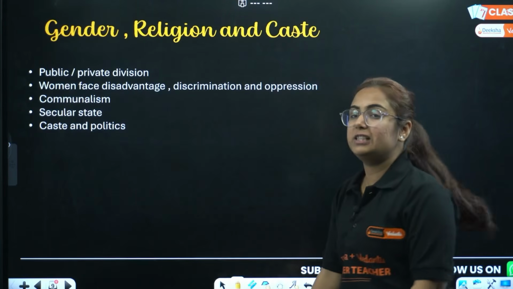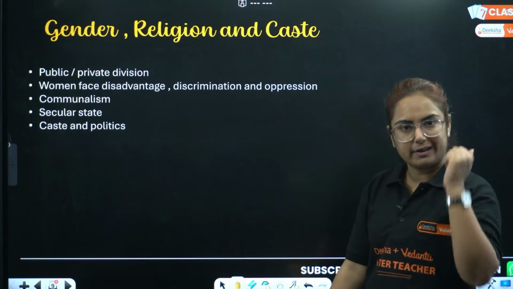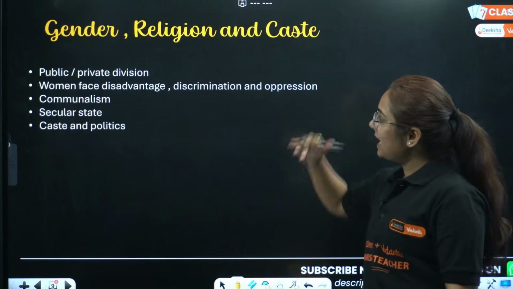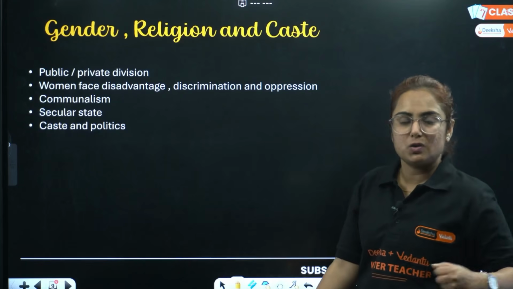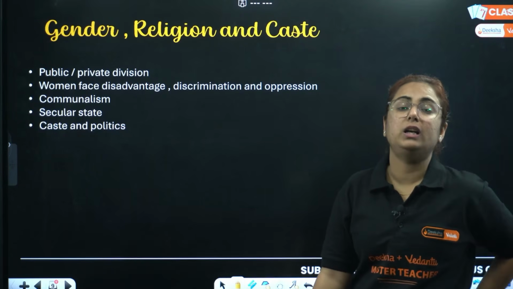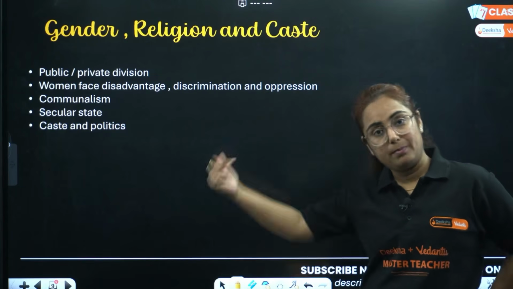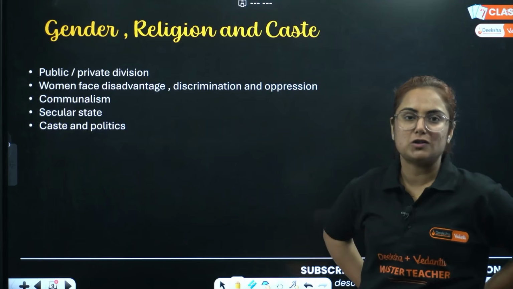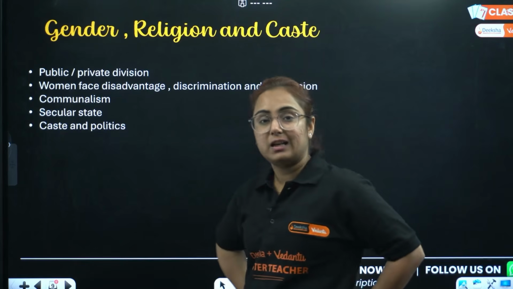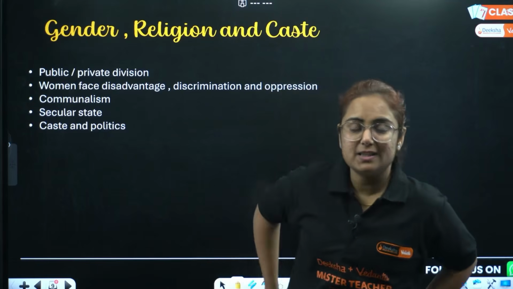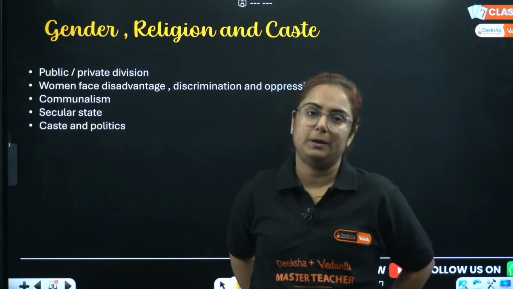That is gender, religion and caste. The chapter is quite easy, a theoretical, realistic chapter, which starts with the public and private division, and how women are being undermined in society because of their sexual division, considering the biological impact. However, certain movements were started to bring equality of status among men and women, popularly known as the feminist movement.